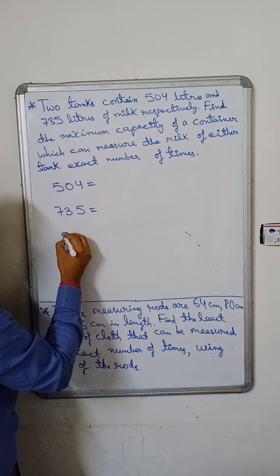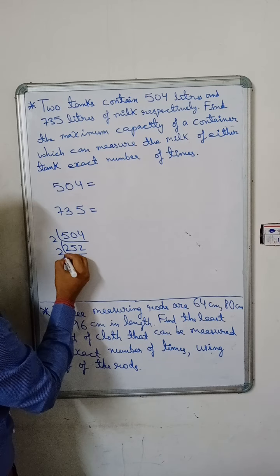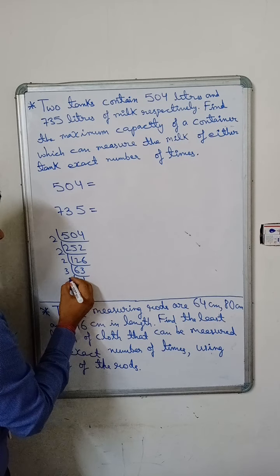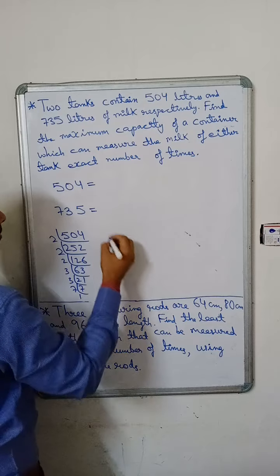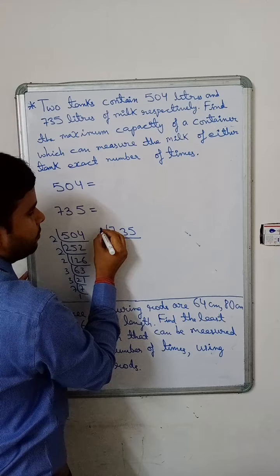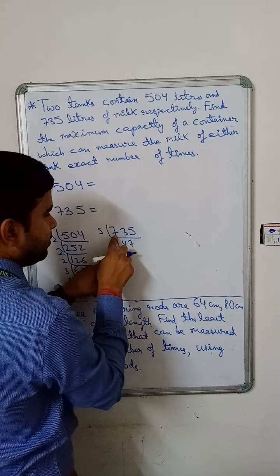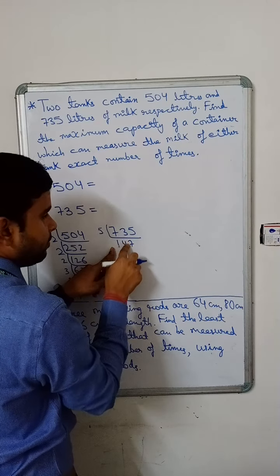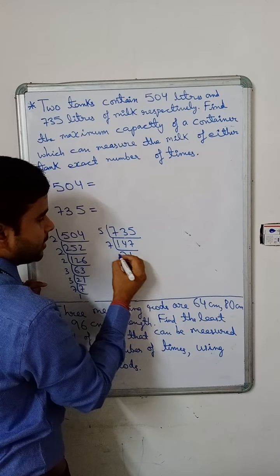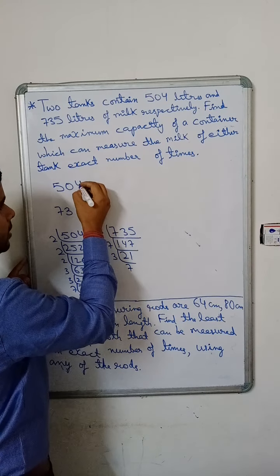So just now we have seen that we have to factorize 504. Three sevens are 21, 7 ones are 7. Now similarly let us factorize 735. So we have 5, 5 ones are 5. Then we have 147: 5 4s are 20, 5 7s are 35. 7 2s are 14, 7 1s are 7, 3 7s are 21. Okay everyone?